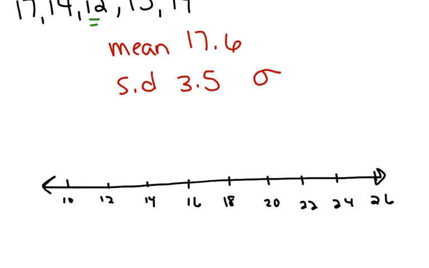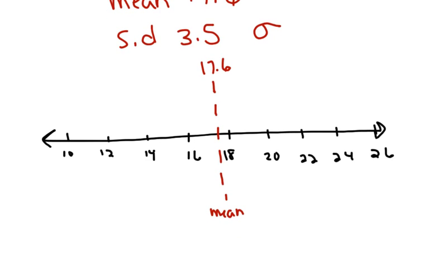The mean is at 17.6, so it's probably here somewhere. The standard deviations are going to be 3.5 units away from that line in either direction. So the first thing we'll talk about is one standard deviation away from the mean. To find one standard deviation away from the mean, we're going to start with the mean, and we're going to add the standard deviation.